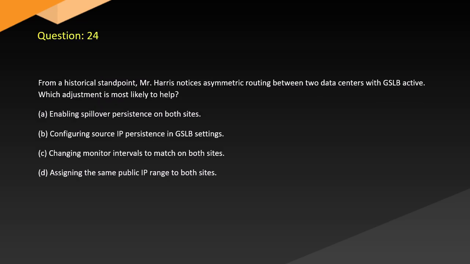Question 24. From a historical standpoint, Harris notices asymmetric routing between two data centers with GLB active. Which adjustment is most likely to help? A. Enabling spillover persistence on both sites. B. Configuring source IP persistence in GLB settings. C. Changing monitor intervals to match on both sites. D. Assigning the same public IP range to both sites.